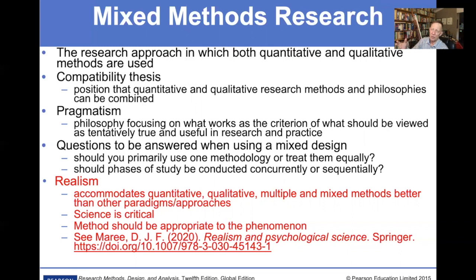I think which is true in a sense. The way most of the proponents of mixed methods combine these two is on pragmatic reasons. In other words, the utility that it affords for formulating a theory and explaining stuff. Now, pragmatism is a philosophy focusing on what works as the criterion of what should be viewed as tentatively true and useful in research and practice.